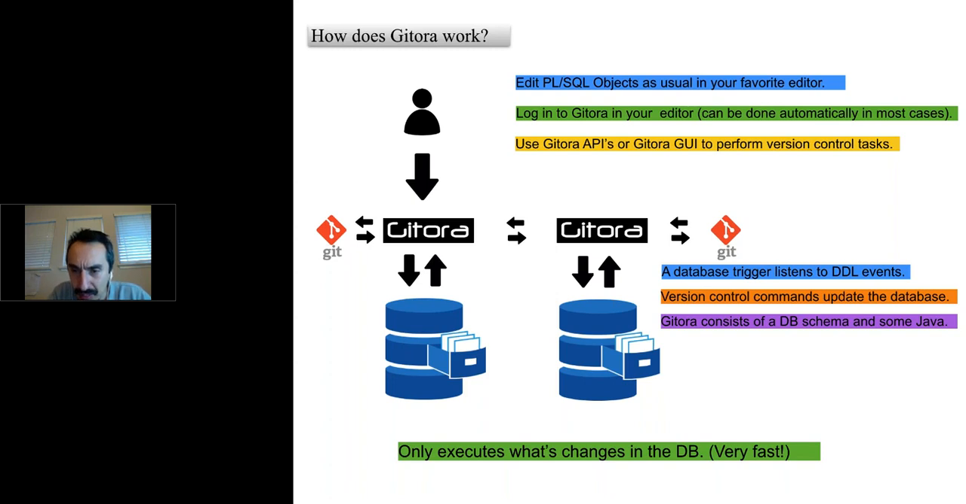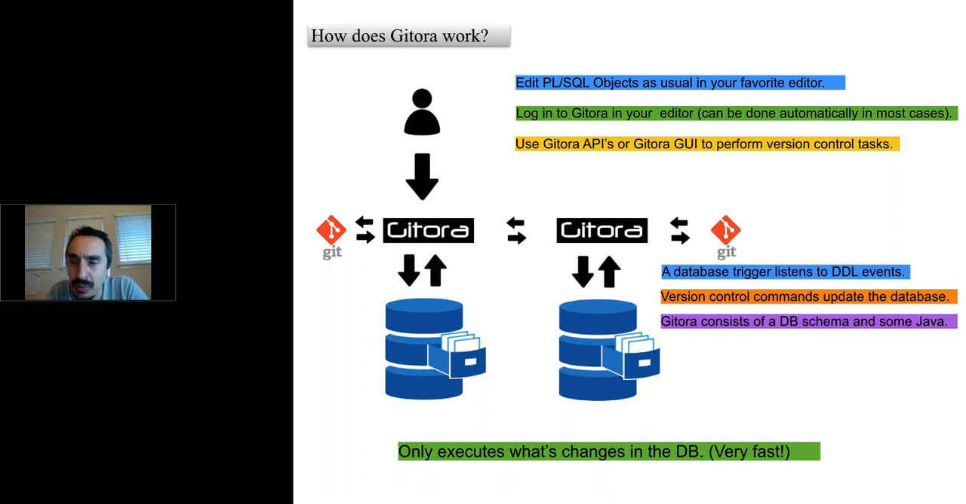Oyston says, no, I meant the server on each local machine. Oyston, yes, I think I understand it correctly. There should be one Gitora installation per database. So if you have one database, even if it's one pluggable database, you have to have one Gitora installed for it. I think that was the question.